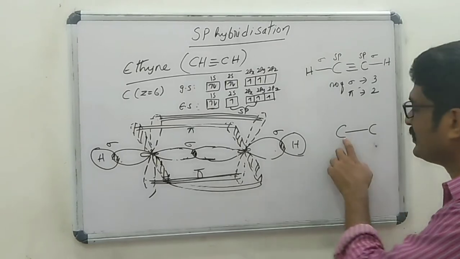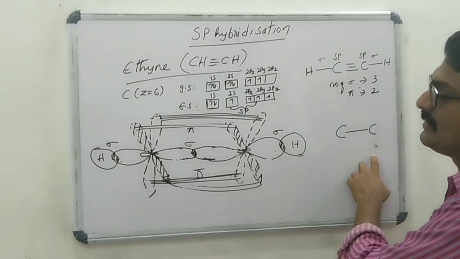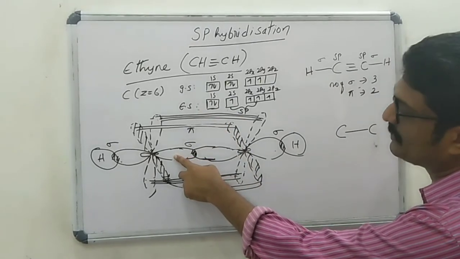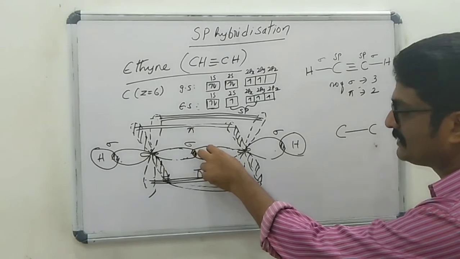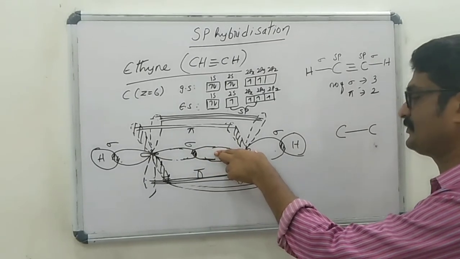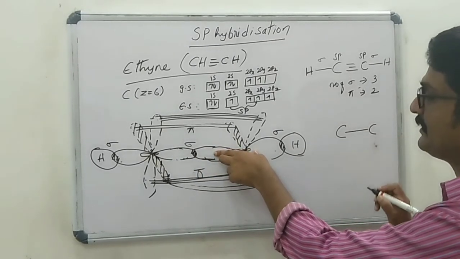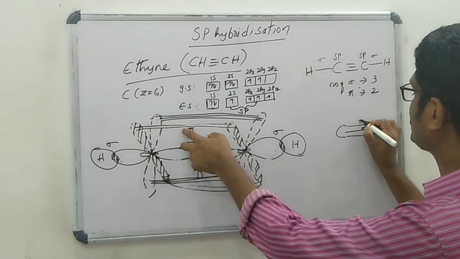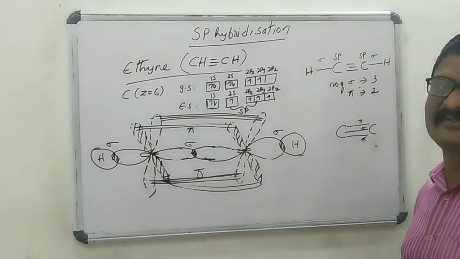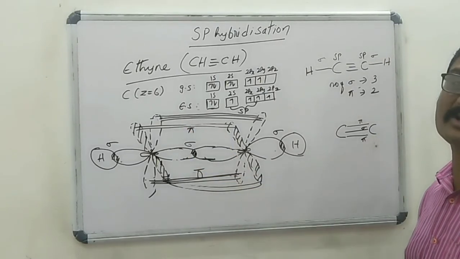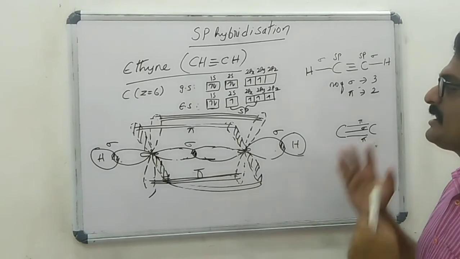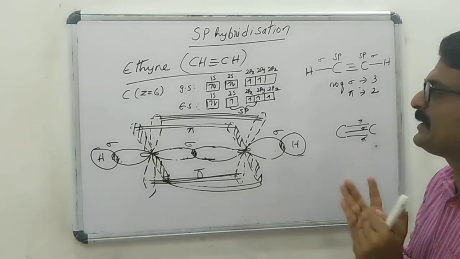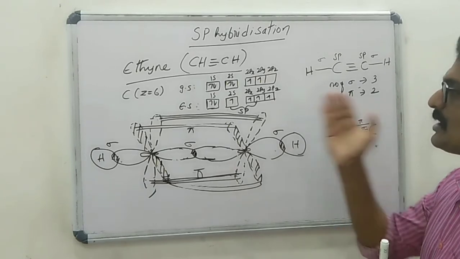Carbon-carbon sigma bond is formed by the overlapping of one sp hybrid orbital of one carbon atom with sp hybrid orbital of the other carbon atom. Then the two carbon-carbon pi bonds are formed by the sidewise overlapping of unhybridized 2p orbitals of two carbon atoms.